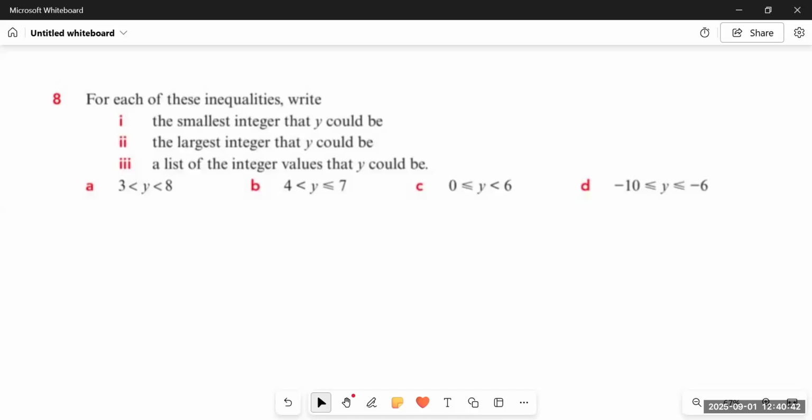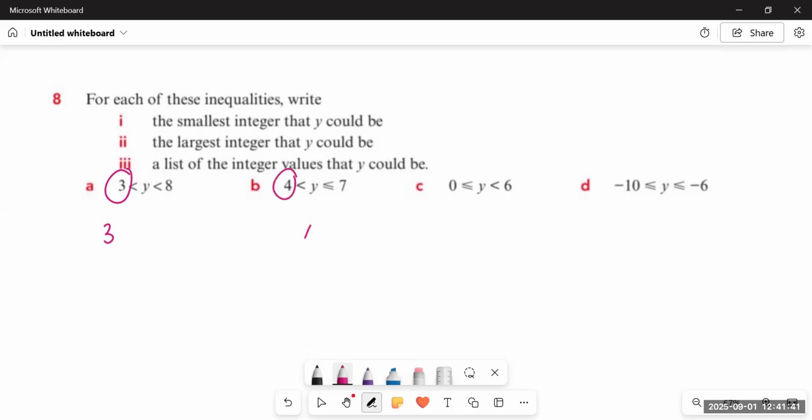Next, we have question number 8, which says, for each of these inequalities, write the smallest integer. So now we have to do what Rayan has done in question number 7. Now we have to do it ourselves. They're asking to find the smallest integer that y could be. So the smallest integer would be the first one. Okay, that is 3.